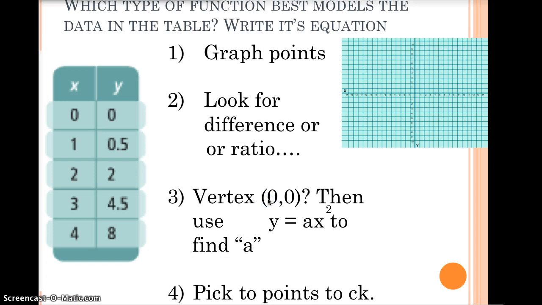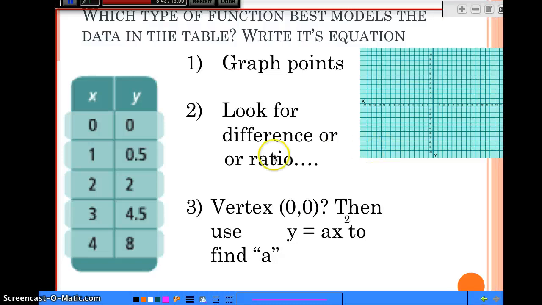Which type of function best models the data in the table? Write its equation. All right, let's first graph the points. This is going to be a little tricky because my graph is so small, but 0, 0; 1, 0.5; 2, 2; 3, 4.5.